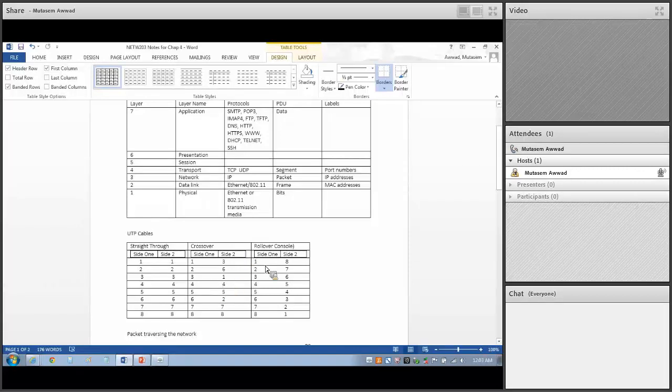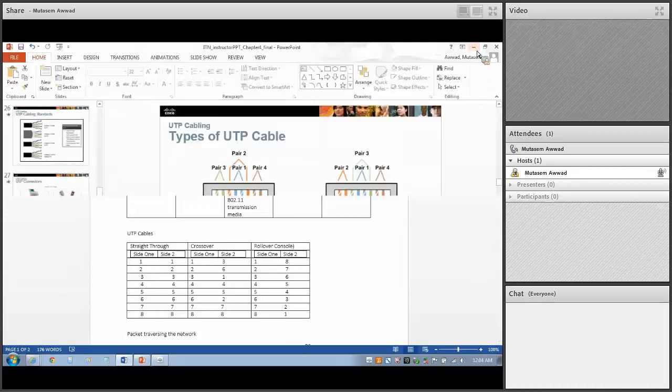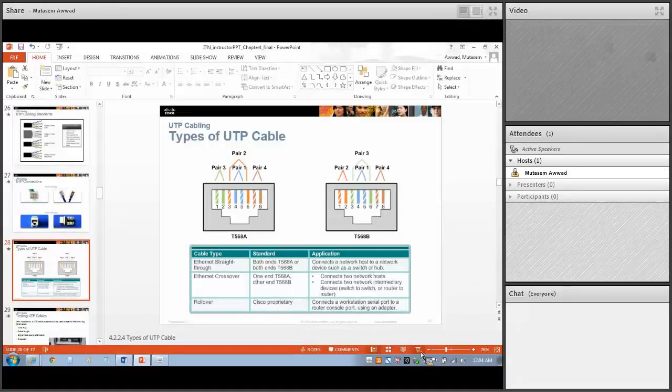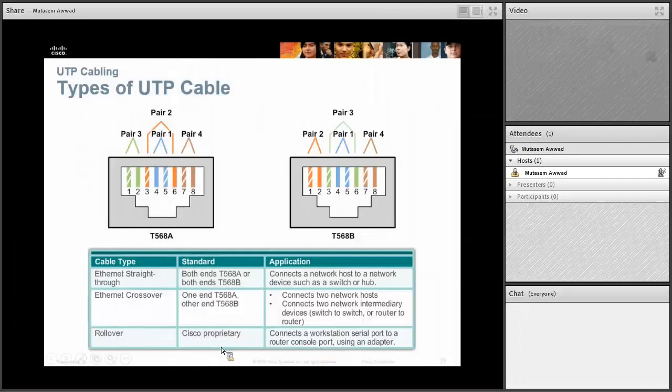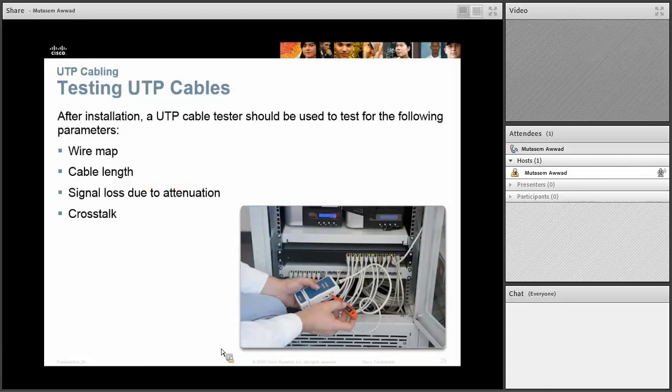The rollover cable, by the way, if you want to construct a rollover cable, pin 1 to pin 8, 2 to 7, 3 to 6, it's a complete crossing over, the rollover. It's a Cisco proprietary cable, which means you only use the rollover cable to connect to a Cisco router or a Cisco switch. All right. Those are the blue cables that we could use last week to connect to the router so we can manage it.